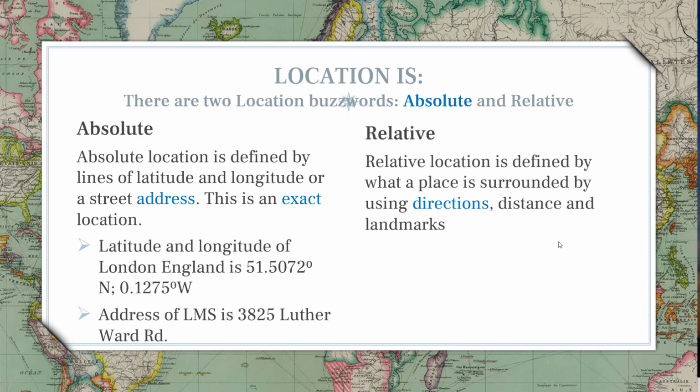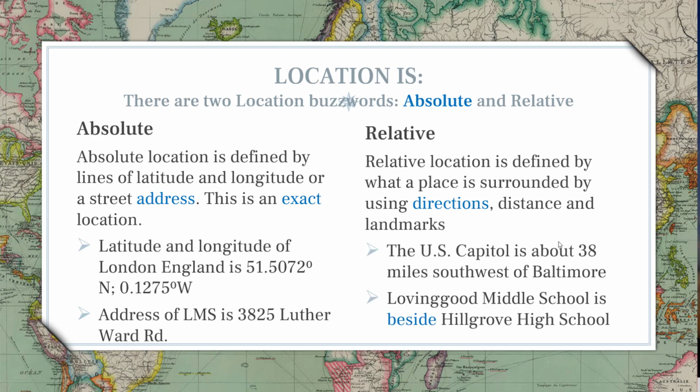But relative location is more about what a place is surrounded by, using directions, distance, and landmarks. So for instance, the U.S. Capitol is about 38 miles southwest of Baltimore. So we've used distance, 38 miles, southwest is direction, and Baltimore could be a landmark. It's a well-known city. But we've also said about, so it's not exact, it's about.